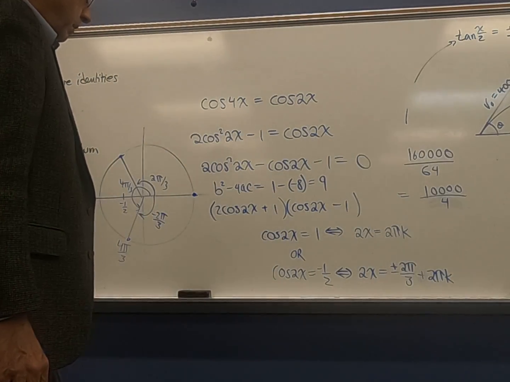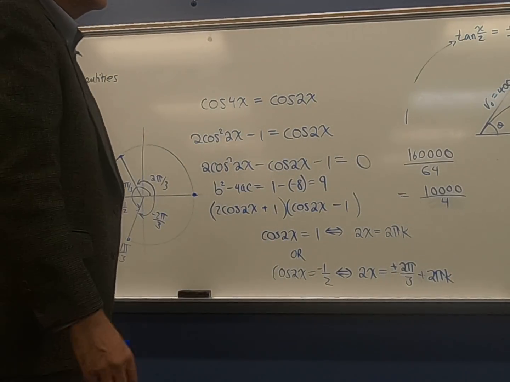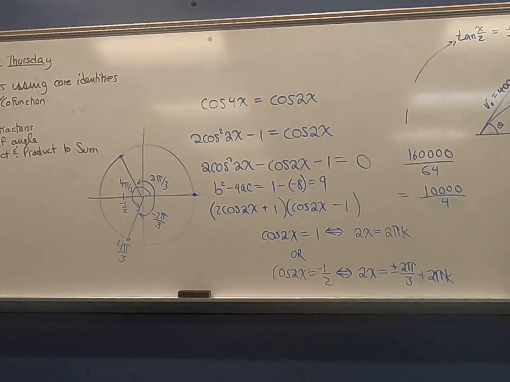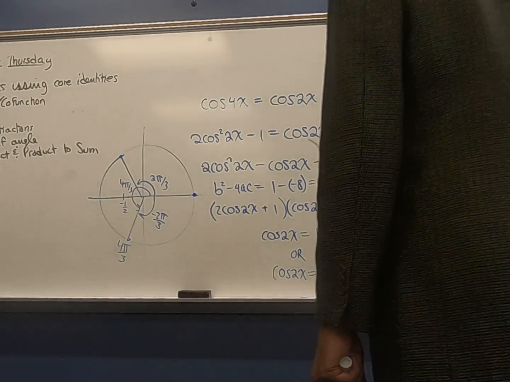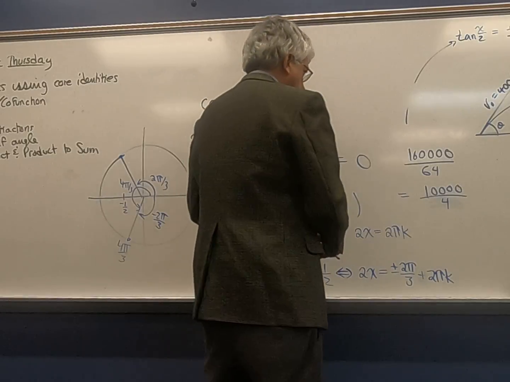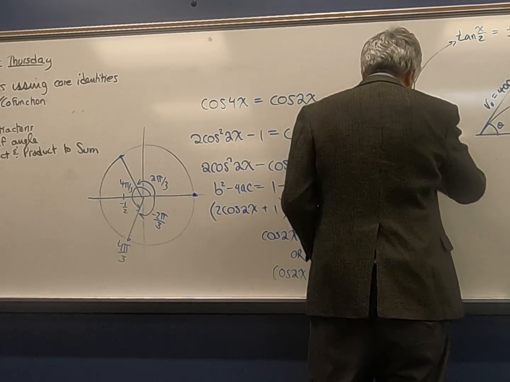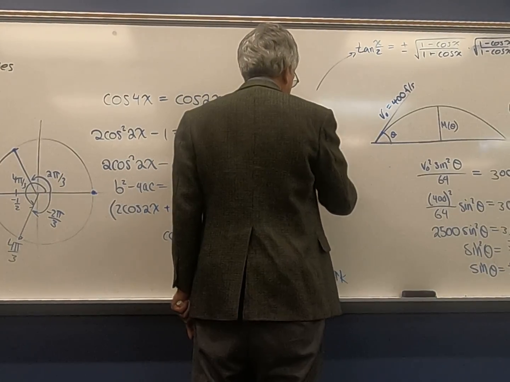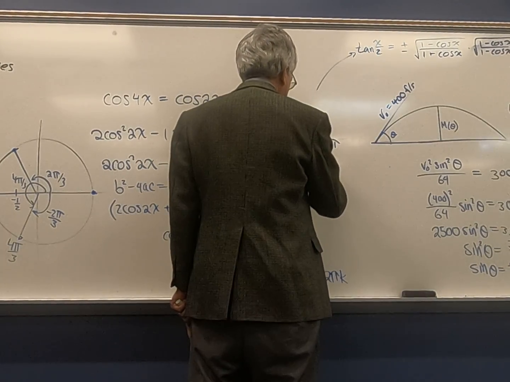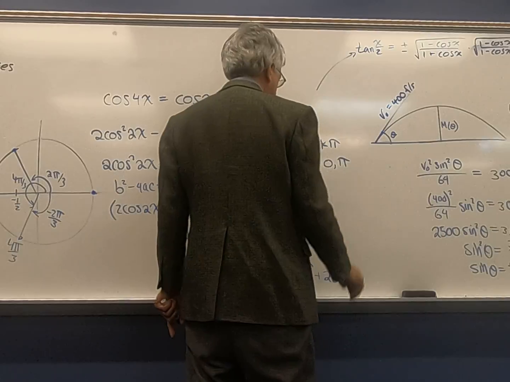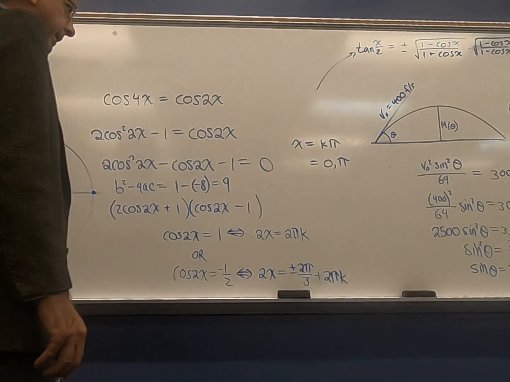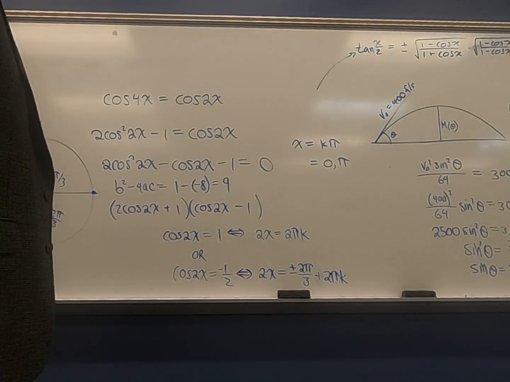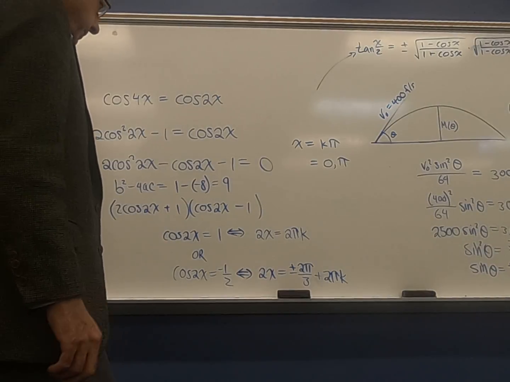All right. And what does it say? Solve in the interval from 0 to 2 pi. So what are the solutions in the interval from 0 to 2 pi? Well, x is going to be equal to k pi, which could be 0 or pi. Those are both in the interval from 0 to 2 pi, including 0 but not including 2 pi, right? Now how about these?